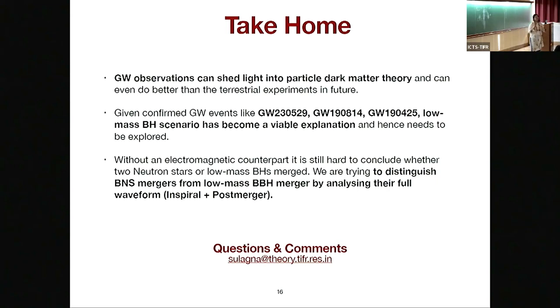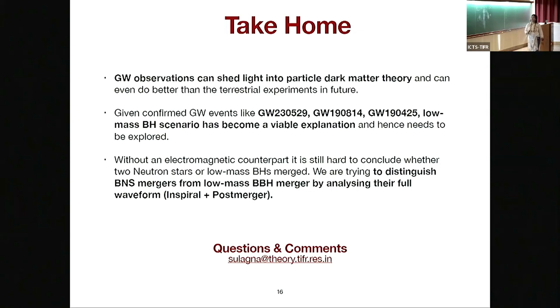So these kinds of instruments can give you better Bayesian evidence, and so can Cosmic Explorer and Einstein Telescope with their higher sensitivity. The take-home is that gravitational waves can shed light on particle dark matter theory, and if there is no detection, then it can exclude things quite well. But if there are low mass black holes, then how do we distinguish them? Given confirmed events like 230529 and 190418, where we have seen compact objects that could be the heaviest neutron stars or lowest mass black holes, which cannot be astrophysical from stellar evolution theory, these kinds of black holes give hope that dark matter capture and then dark matter capture induced collapse can be a viable solution.